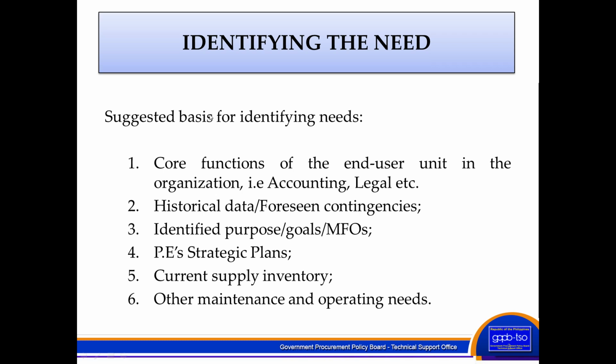So there are supplies, materials, or needs that can be overlooked. That is why the second suggested basis can be a good reference to number 6, other maintenance and operating needs.